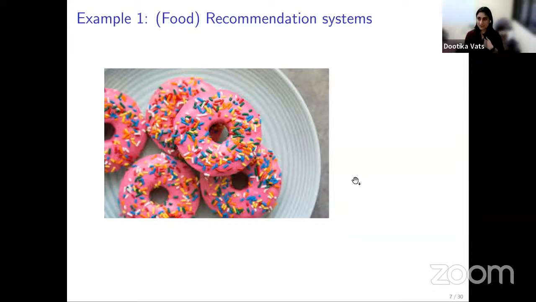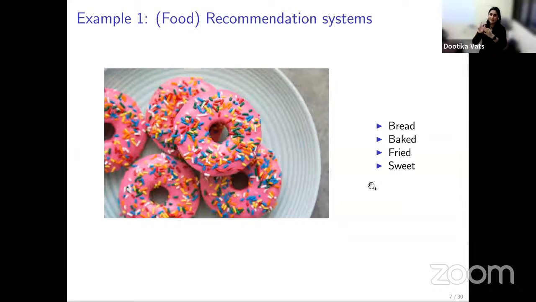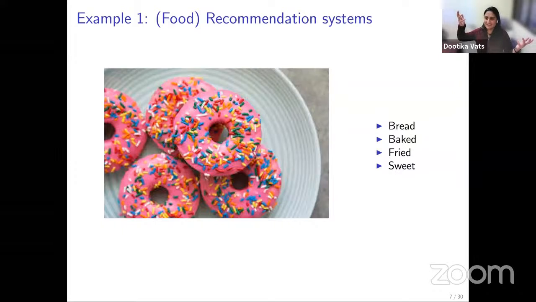I hate donuts. Personally, I hate donuts because I don't like anything sweet. I can't eat anything sweet. You give me ice cream, you give me mithai, I don't like it. That's okay. It's going to guess based on the fact that bread, baked, fried, and sweet are the characteristics it has. But now that I tell it, no, thumbs down, I don't like it, it knows I like bread, I like baked, and maybe I like fried. It knows that I probably don't like sweet, because there is no other reason for me to dislike donuts, correct?